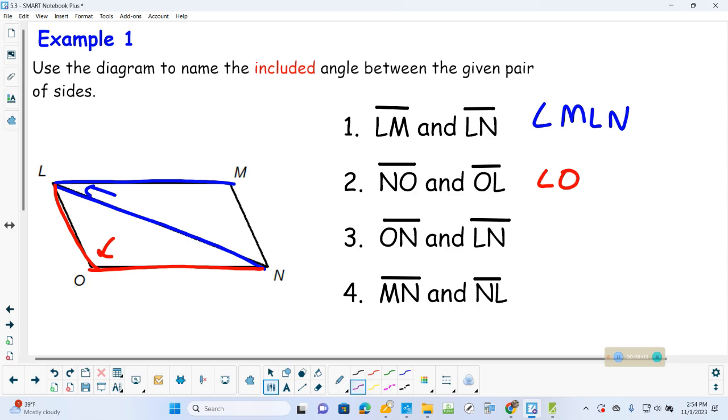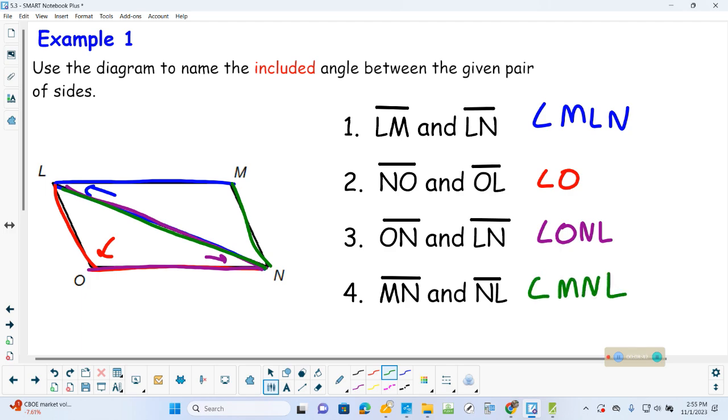All right, let's do purple for the next ones. ON, so the bottom again, and LN. Okay, so again, in between the purple sides would be that angle. Unfortunately, I gotta use the three letters because N is on multiple angles. I'm gonna call it angle ONL. And you could have that reversed, LNO, if you wanted to. And last but not least, MN and NL. Okay, you name it. What's the included angle between the green? Angle what? MNL, got it.